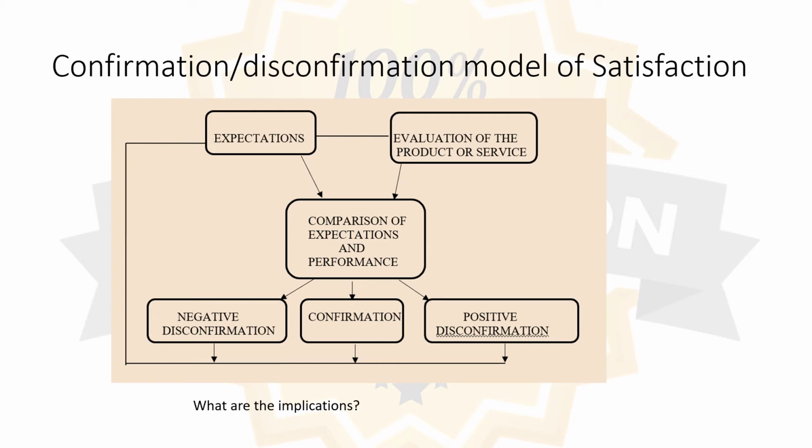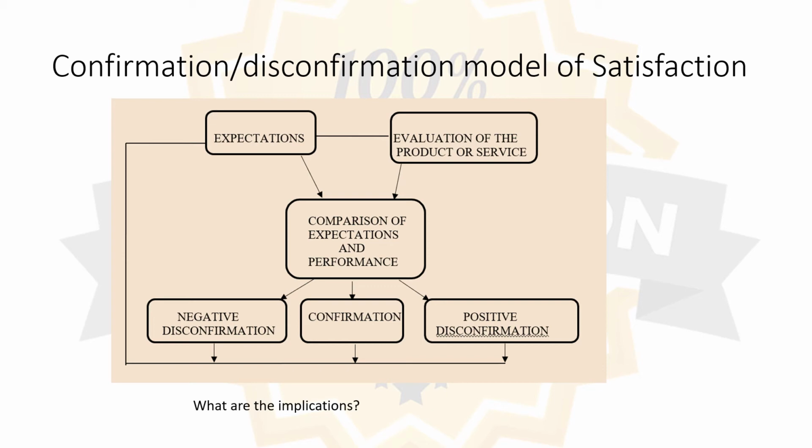Well, it could be a positive disconfirmation. So take my example with the church again. It could turn out that instead of church lasting an hour, it only lasts 45 minutes. Well, it in fact exceeded my expectations for how long it was going to be. My expectation was that it was going to take an hour, but it was less than an hour, and as a result, that is a positive disconfirmation. That is, it didn't turn out to be as long as I thought it was going to be.